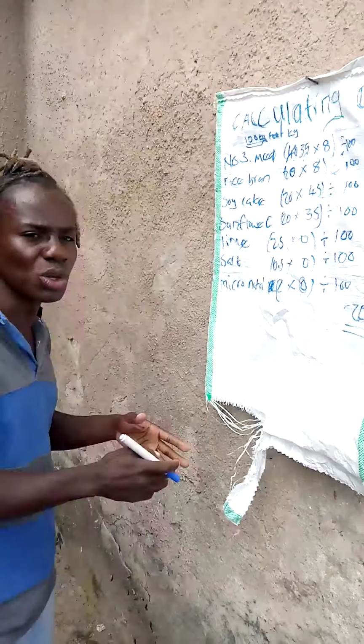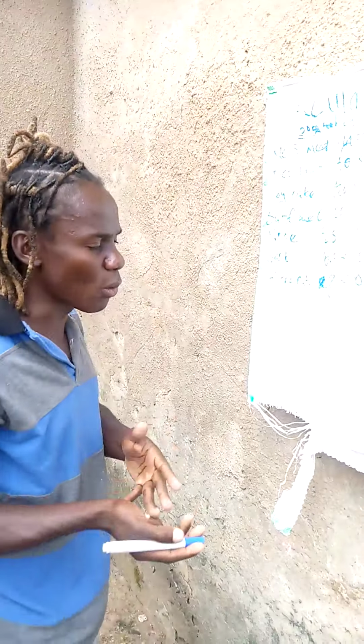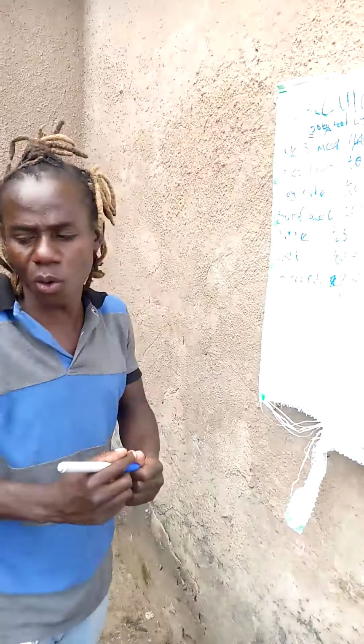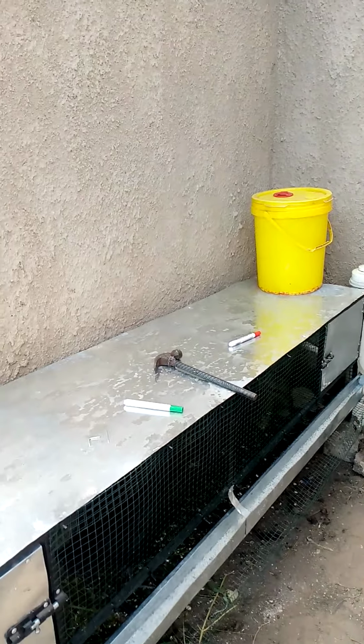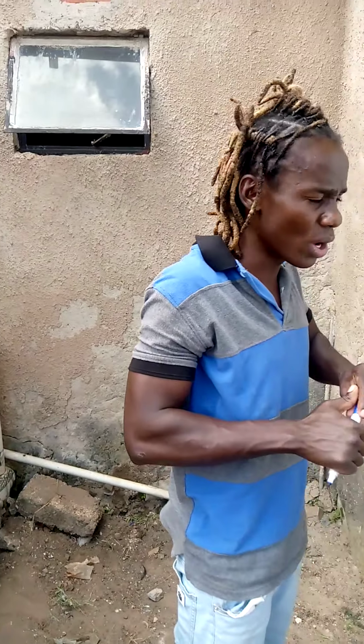We put the 2 kg micronutrients for what? For birds, for quails. We put the micronutrients 2 kg for village chicken. So we put the micronutrients for rabbits. So that's what we've been doing.